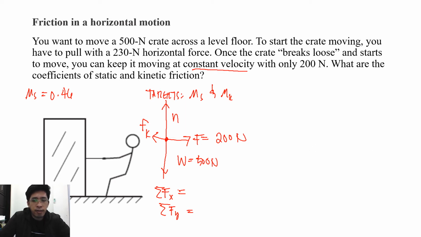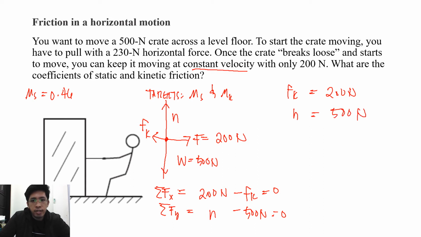So along the x, the sum of all your Fx is equal to 200 newtons minus Fk, that is equal to 0. There is movement, however you are moving with constant velocity, so your acceleration is 0. Along the y, we have N minus 500 newtons, your weight, that is equal to 0. So Fk is equal to 200 newtons, and your normal is still 500 newtons.